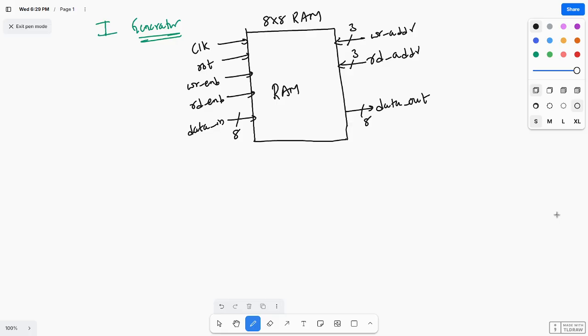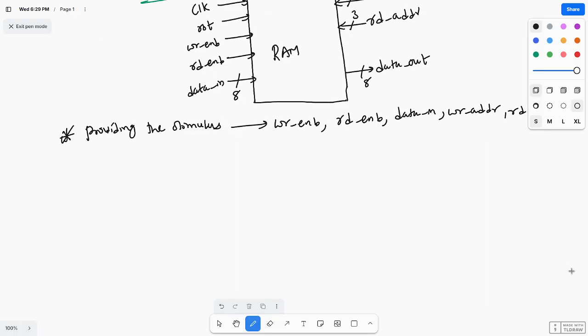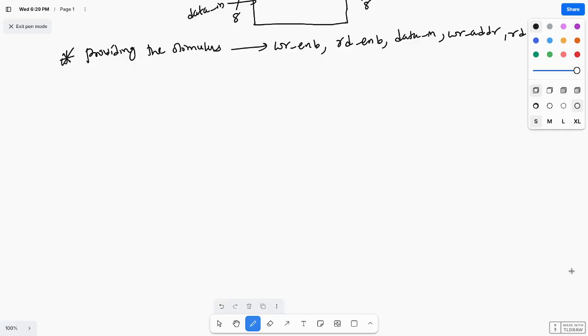Okay, so you are providing the stimulus to the RAM, which means test vectors. So what are the stimulus? Write enable, read enable, data in, write address, and read address. Okay, so how are we providing the stimulus? By a concept called randomization.